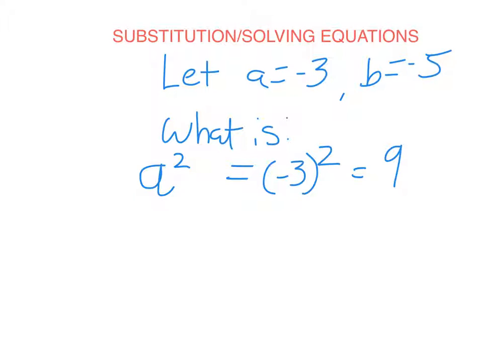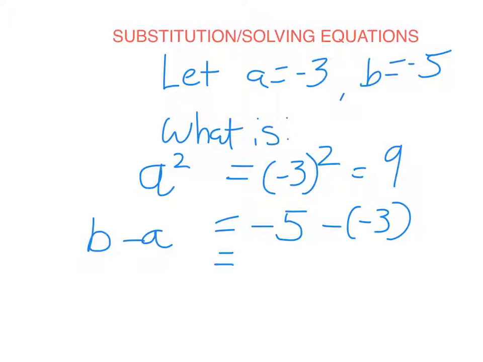So what would be B minus A? So we'll substitute that in. It would be minus 5 minus minus 3. Of course, two minuses together become a plus, so it's minus 5 plus 3, which gives you negative 2.